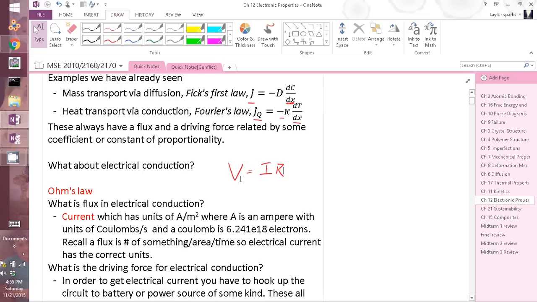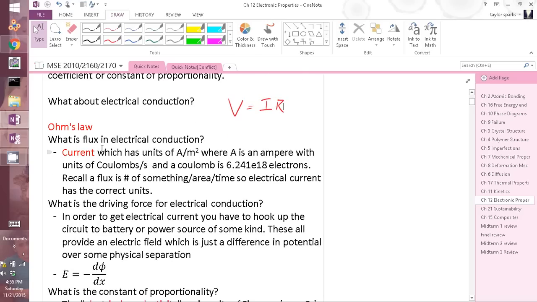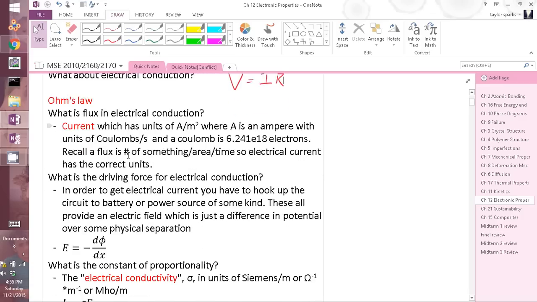Well, starting with this, we can eventually get this to look something like a flux and a driving force. So first off, what is the flux? Well, it's certainly going to be the current. Current has units of amps per meter squared, and if we simply remember that 1 ampere is a coulomb per second, and that a coulomb is just a number of electrons, all of a sudden we realize that current is number of electrons per meter squared per second, so that's a flux. So that fits. So what is our driving force?